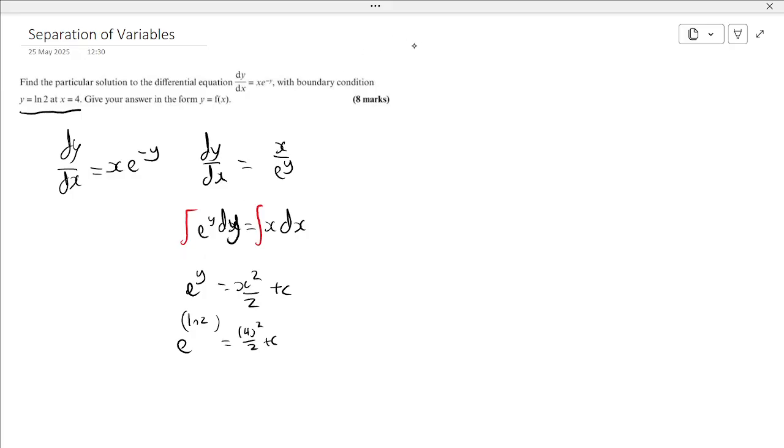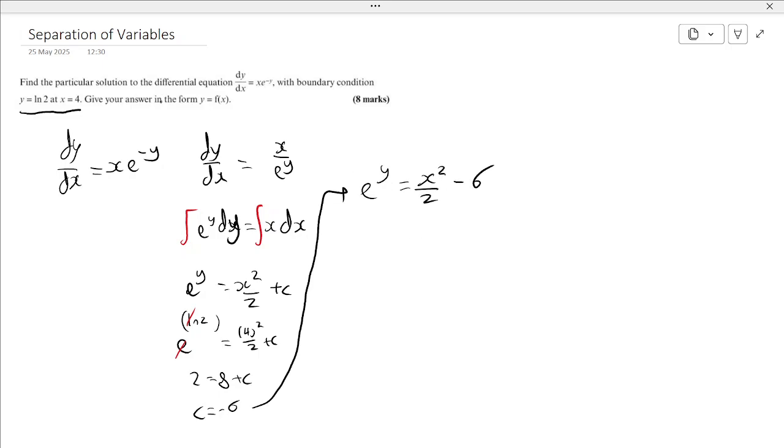And e to the ln 2, inverse operations, we know they cancel out. I'm just left with 2 over here. That's 8 plus c. So c is going to be negative 6. So my final solution was e to the y equals x squared over 2 plus c, so x squared over 2 take away 6. The question says give your answer in the form y equals f of x, so I just need to rearrange for y. To do so, I take a log, right? So I'm going to take the logarithm of both sides. I'll get y equals natural log of x squared over 2, take away 6, and that is the final answer, all done.